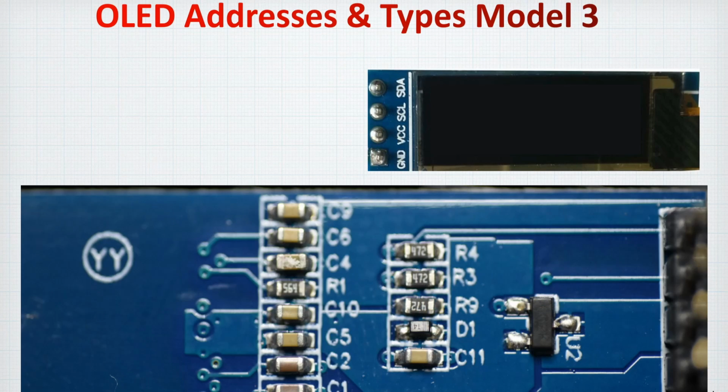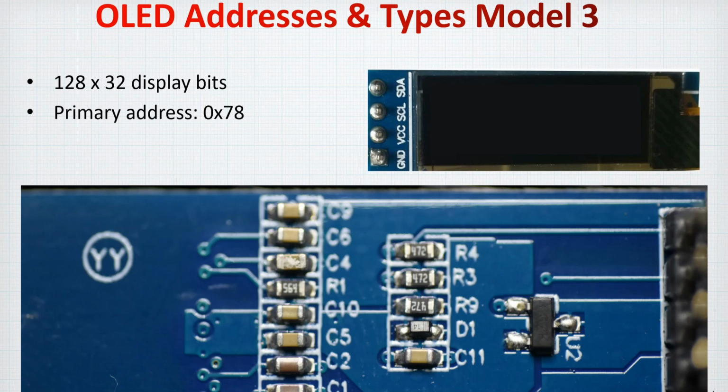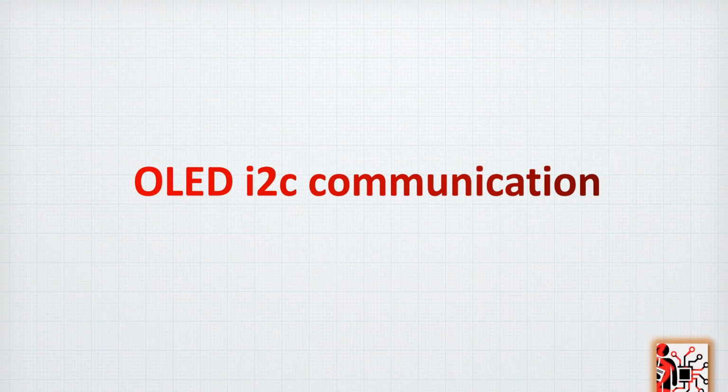Good, and finally, let me share with you the third one. This third one is a 128 by 32 display, so it's half of the other one that we shared before, and it has only a primary address. There's no way to change the address to have a secondary. So now we finish our review, we can take a look at the I2C communication.